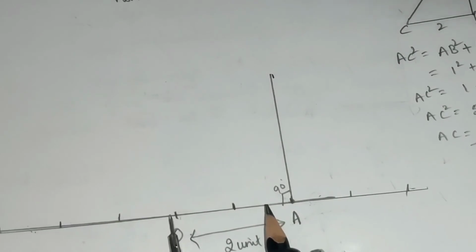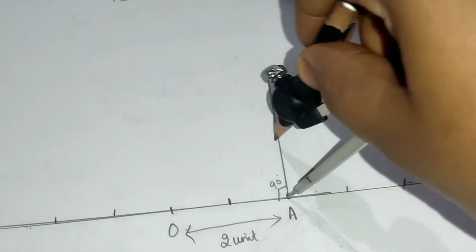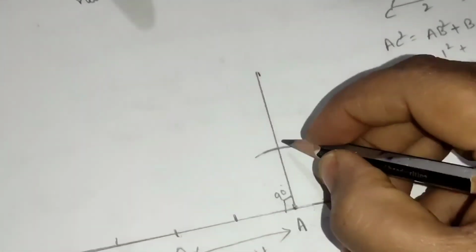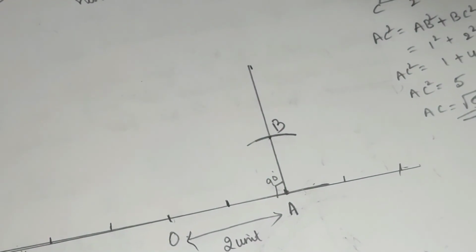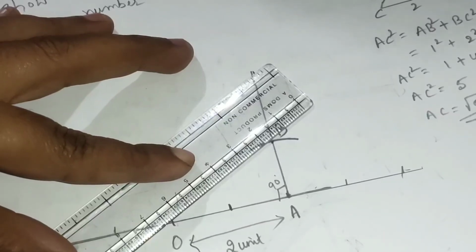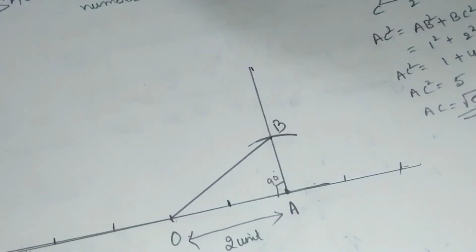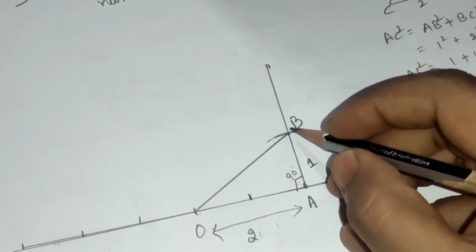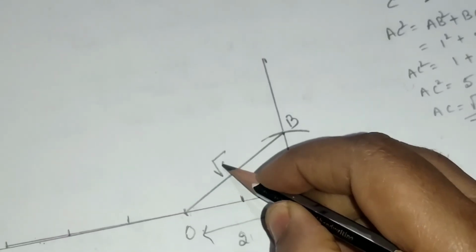I have taken base as 2 units. We have to take 1 unit as perpendicular height. Cut an arc and this point is called B. Now join OB. If we join OB, then this is 1 unit. If you apply Pythagoras theorem and find out the length of OB, then it is root 5.